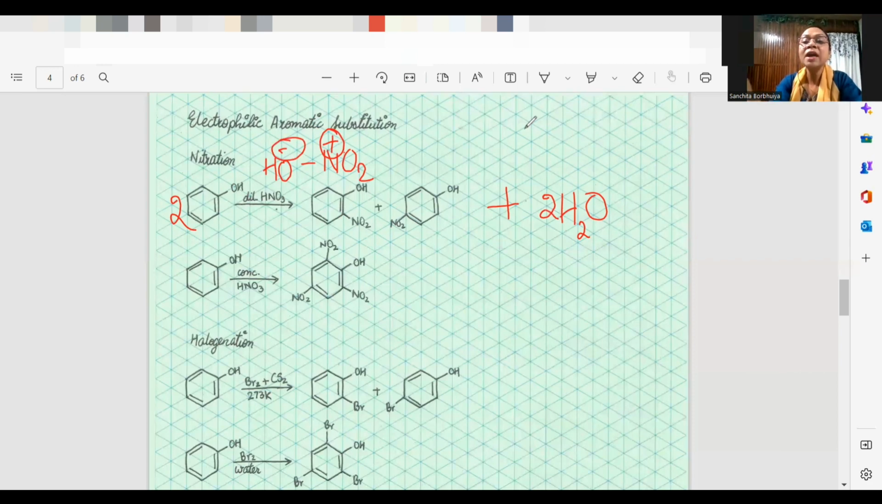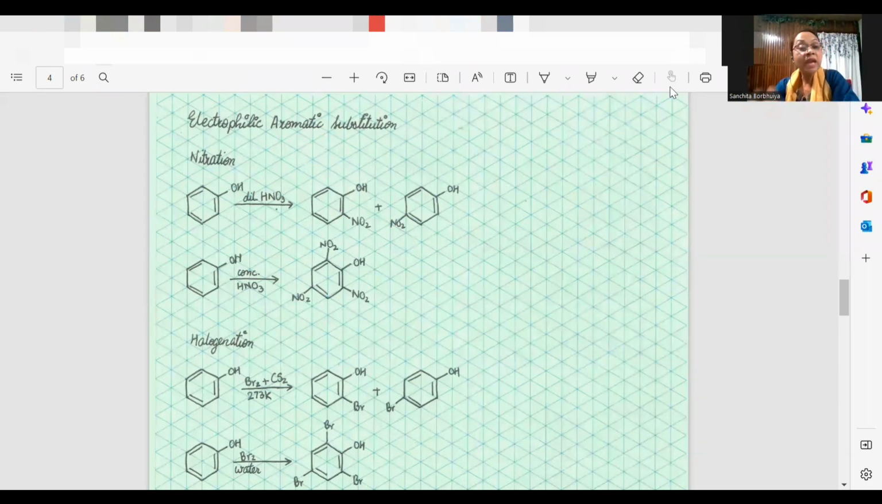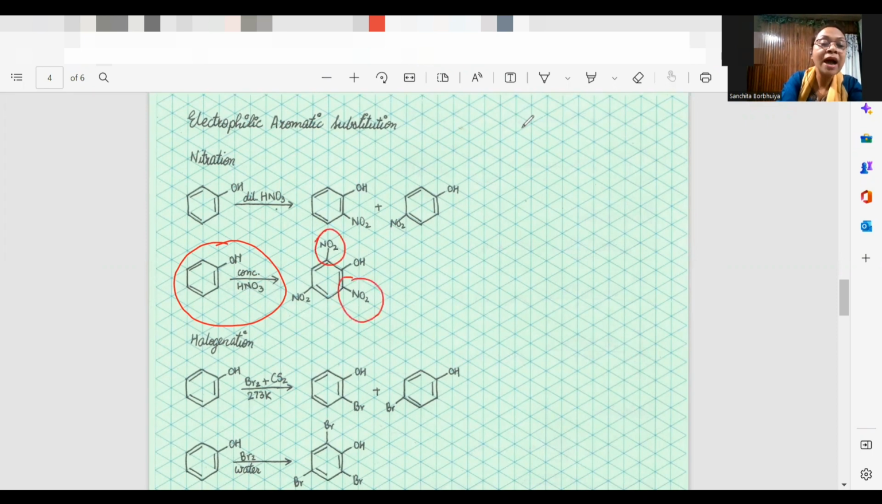Now, in the other reaction you can see displayed, again we are doing a nitration reaction, but this time we have changed the reaction condition to concentrated nitric acid. In case of concentrated nitric acid, the reaction is fast. The reaction is happening fast. So that makes a simultaneous attack at the ortho and the para position. The nitronium ion, being the electrophile, attacks all the electron-rich positions simultaneously, giving a trinitrated product, which is picric acid.